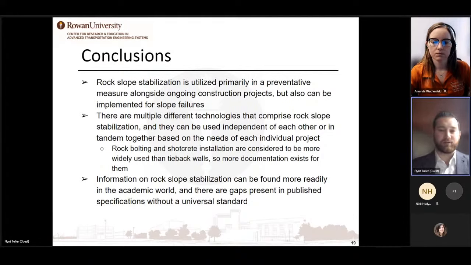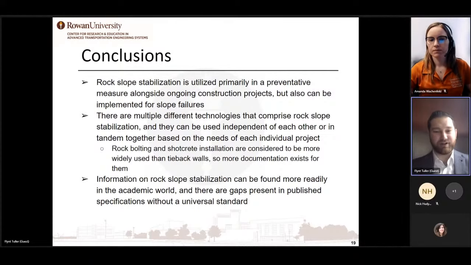Finally, the information on rock slope stabilization really mainly lies in the academic world. There are definitely case studies that exist about it, and there are absolutely specifications from different state DOTs or other sources like that. There's no universal standard. There's no federal document or specification out there that is all-encompassing for every type of slope stabilization method.